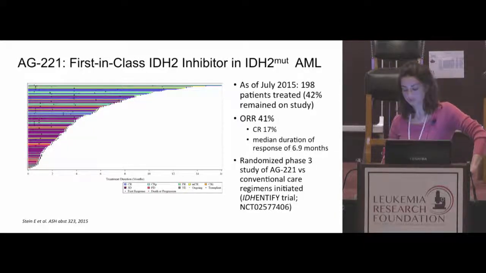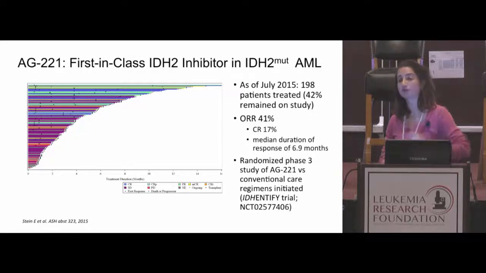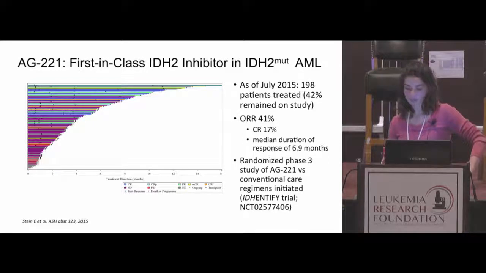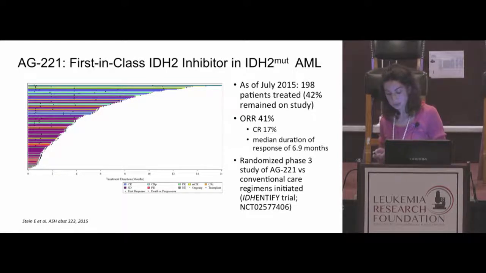And that's why now there's a phase 3 trial where it is being compared to physician's choice in patients who have the IDH2 mutation. There's also an IDH1 inhibitor that is in trials. So going back to our patient, she was enrolled in this trial and fortunately randomized to the drug, which she is getting her first cycle of.